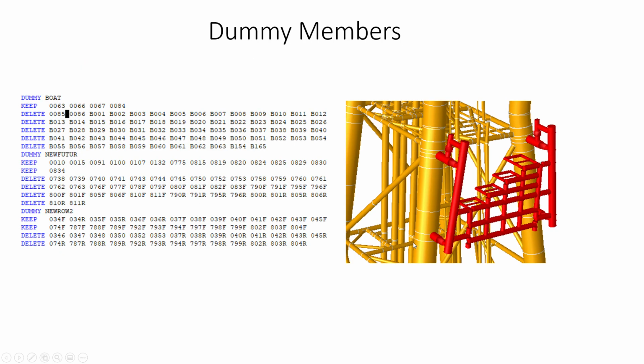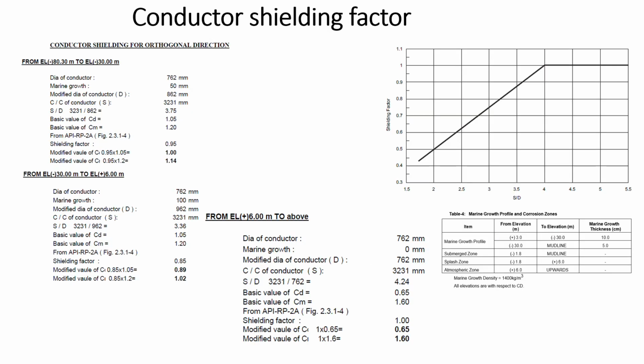When the waves hit, suppose the wave is coming in this direction, there will be 3 conductors in the front line and 3 conductors on the back side. Whatever the first front line is, it will attract more load compared to the second one, because 100% load will be attracted here, but there will be only 80% or 70% wave load attracted here. In order to reduce that, we have to calculate the conductor shielding factor, and we have to apply it.